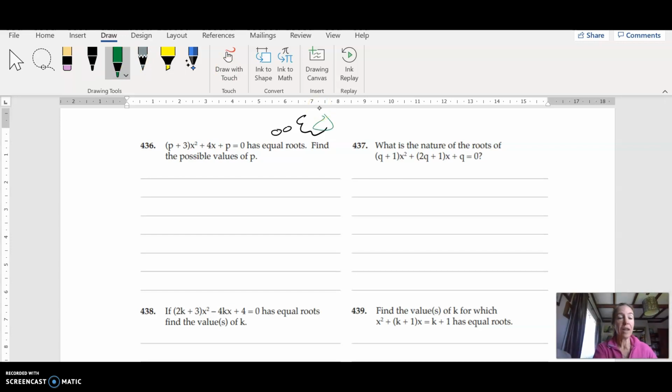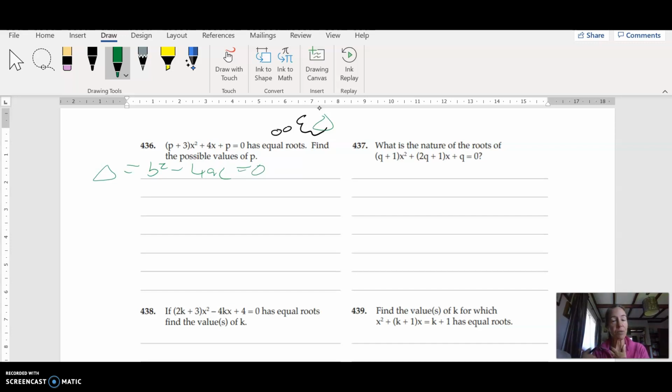Okay, so we know that delta is equal to b squared minus 4ac. That is on your formula sheet. It's also what's inside the square root sign of the root formula that you can use. So we know that when it has equal roots, delta is equal to 0. That bit you need to remember.